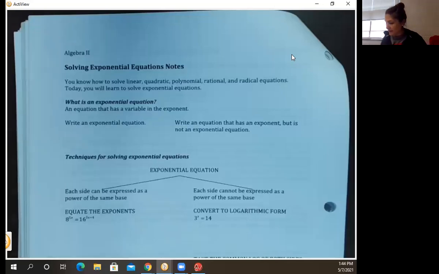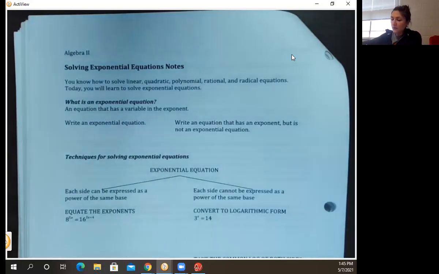Hi guys, today we are on page 56 in your packet and we're going to talk about solving exponential equations. So we've talked about solving linear functions in Algebra 1, quadratic functions, other polynomials, we've seen rational functions, radical equations, we've solved all these different types of equations. Now we're going to look at solving exponential equations, and then the last thing that we'll look at in this unit is solving logarithmic equations.